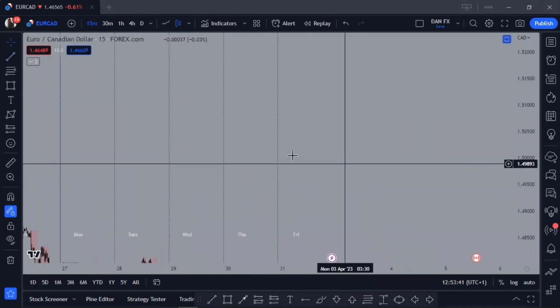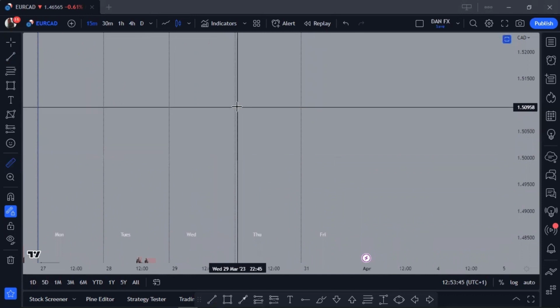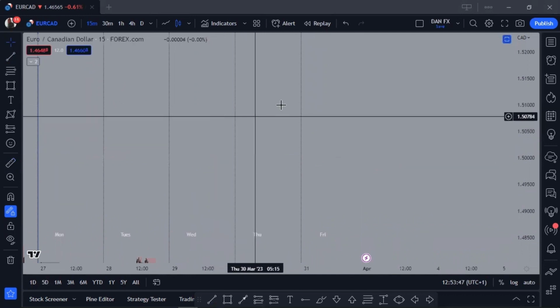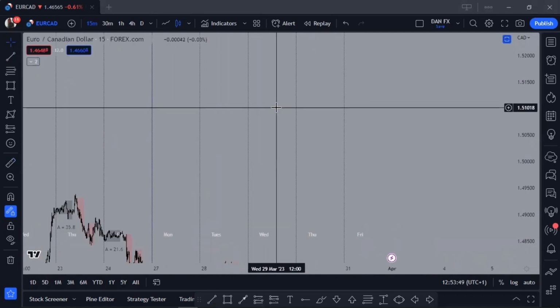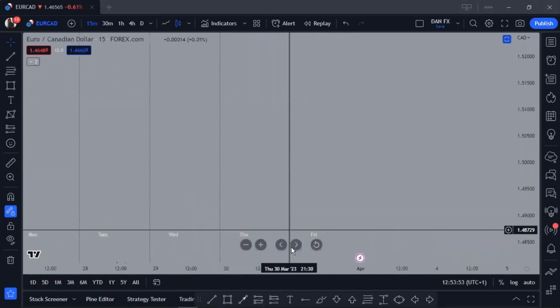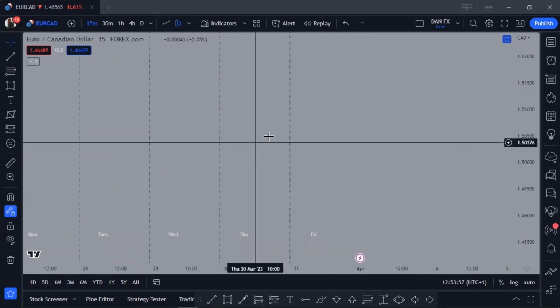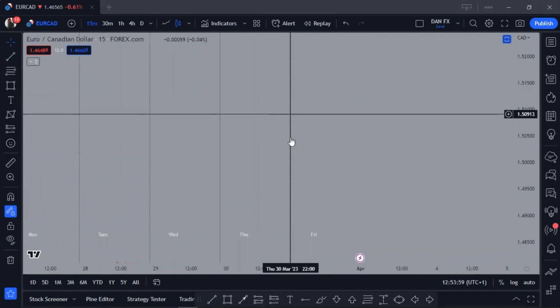Now, you don't really need to know the time zones. You just need to know where this line starts from on your platform. On everyone's TradingView, the line starts at the same time. My time zone starts at 21:30, I think. Yours could be a different time, but it's still the same thing.